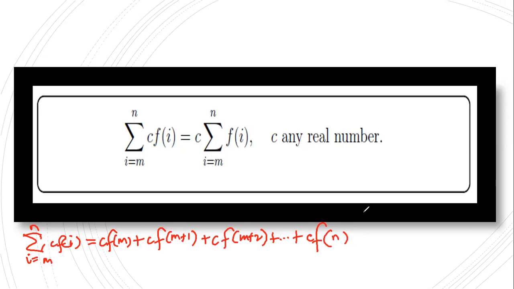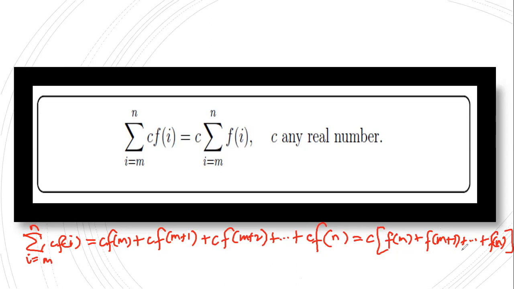As you observe, in each term, c is common. So in that case, you can set aside the c. It can be written as c times the quantity f of m plus f of m plus 1. You just factor it out. And so on until you reach f of n.